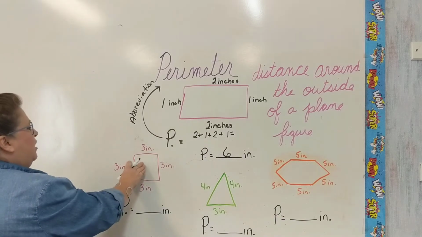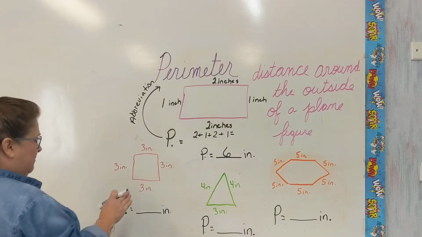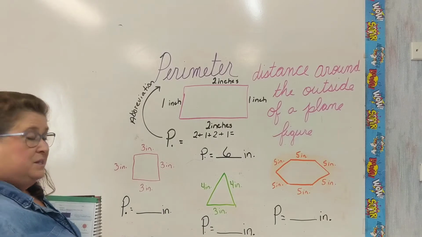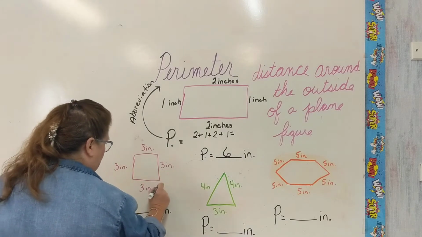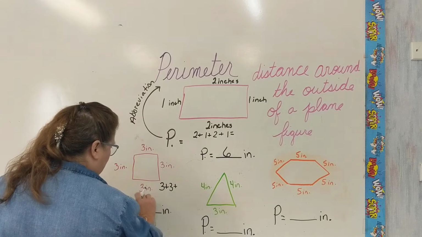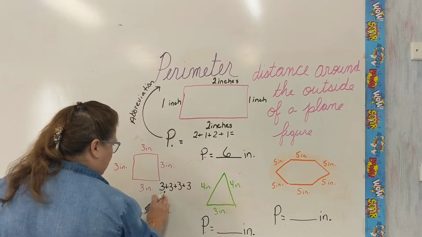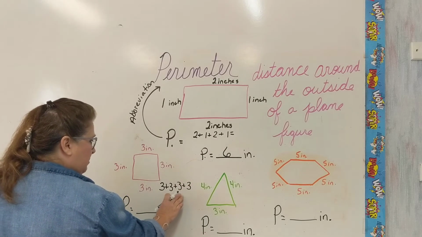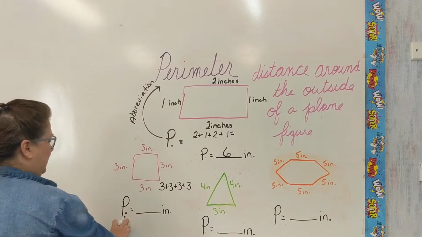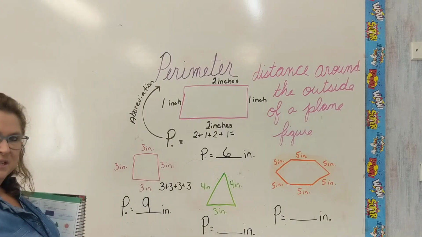Let's look at our perimeter of the square. This plane figure is a square, so we have to add the inches on each side. Remember, IN period is the abbreviation for inch. So we have 3 inches here, plus this 3 inches, plus this 3 inches, plus this 3 inches equals 3 plus 3 is 6, plus 3 is 9, plus 3 is 12. So our perimeter, capital P period, equals 12 inches.